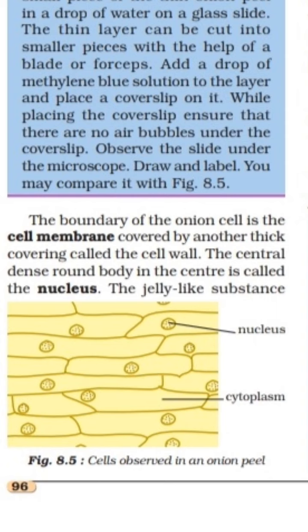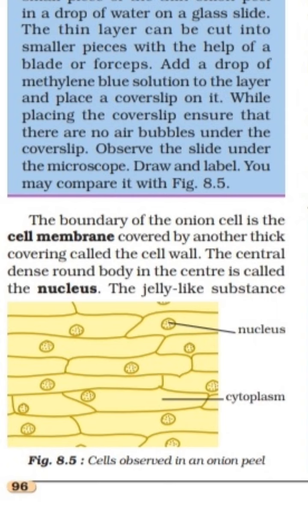The boundary which is shown in the onion cells is called the cell membrane, covered by another thick covering called the cell wall. You cannot see it here, but when we see the differentiation between plant cell and animal cell, that time you can see the cell wall.